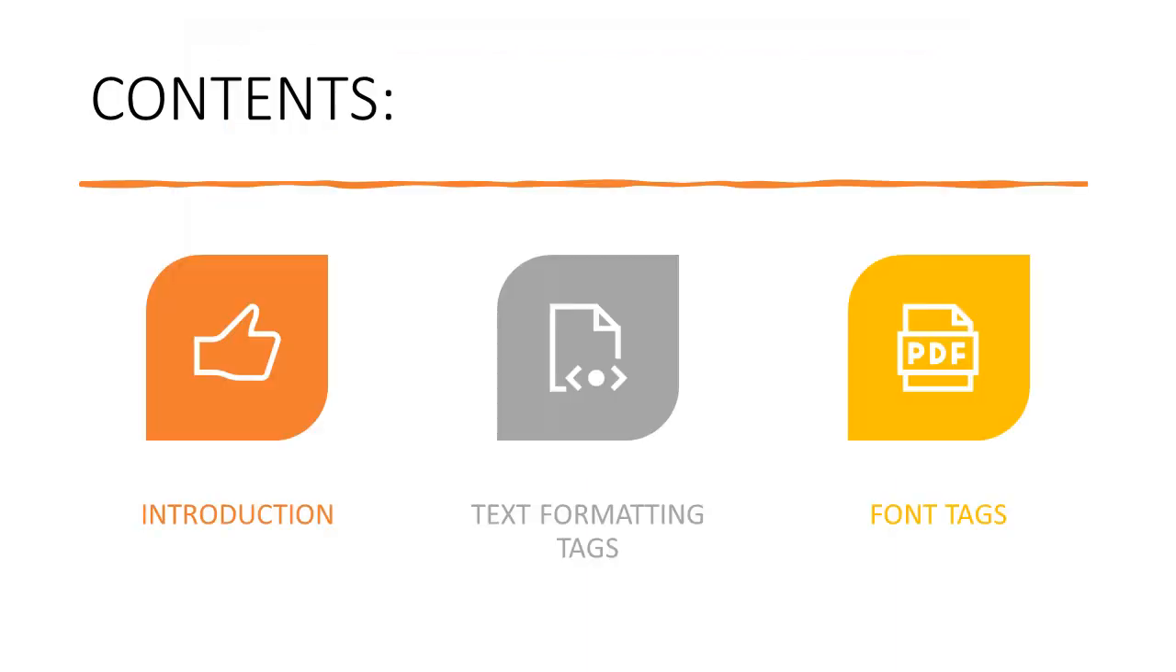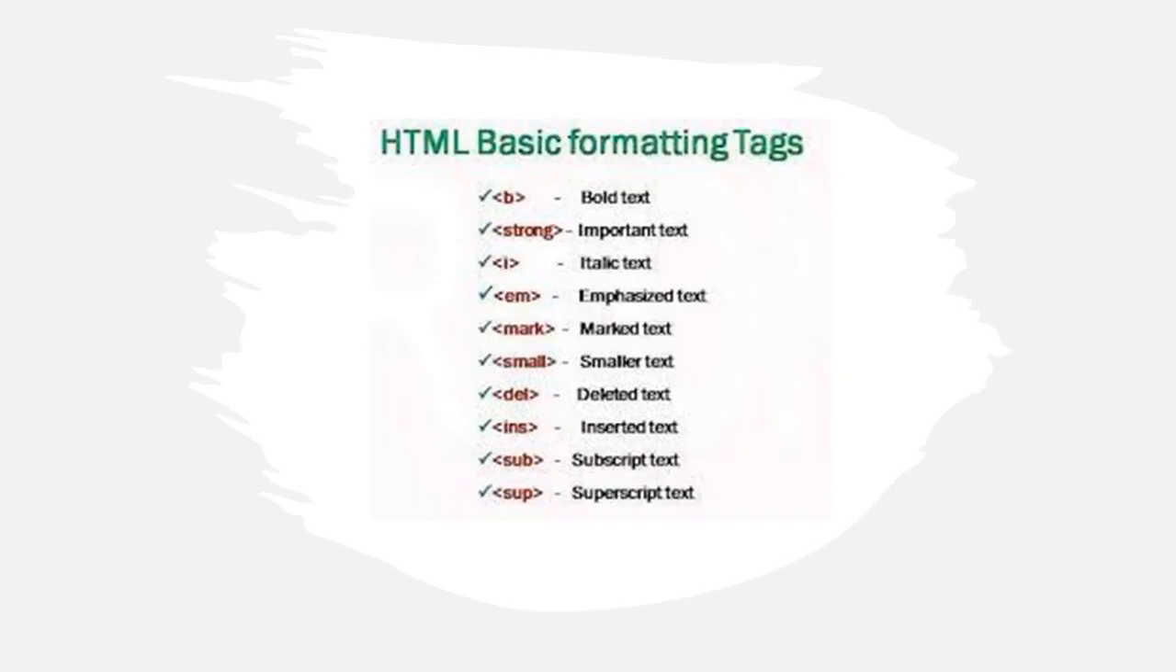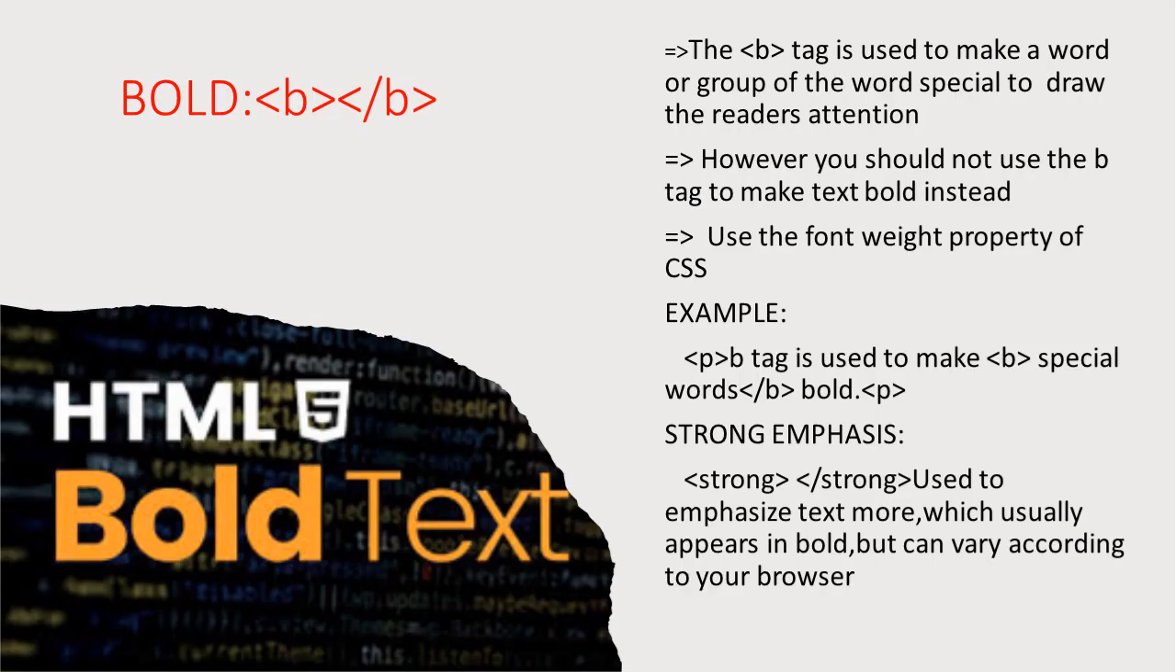So let us discuss a small topic called formatting text in HTML. These are a few basic formatting tags: B, bold text; strong, important text; I, italic text; EM, emphasized text; mark, marked text; small, smaller text; delete, deleted text; inserted; subscript; and superscript. First, the bold tag.